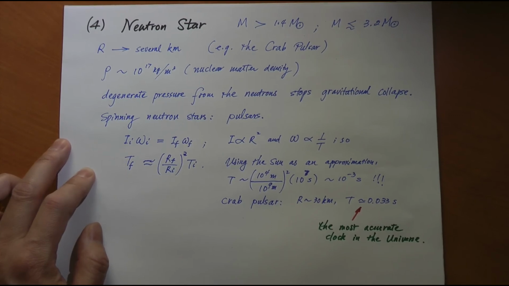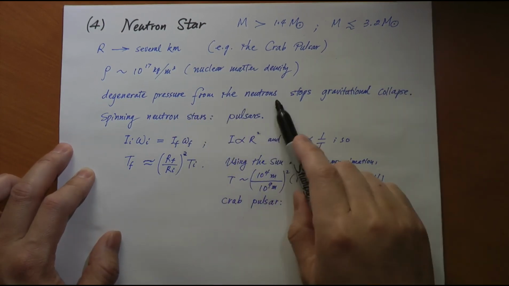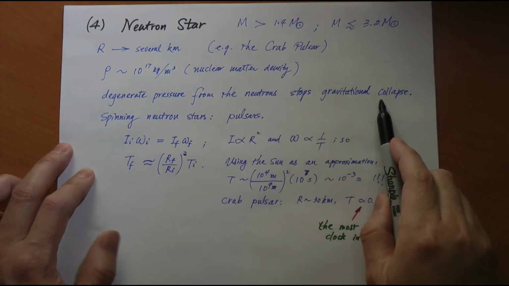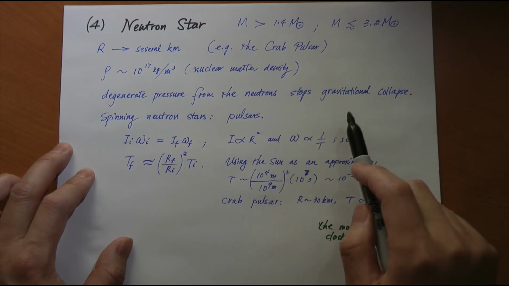Again, at this point, there is no radiation going on anymore through nuclear fusion. So it is the degenerate pressure from the neutrons that stops the gravitational collapse. But the neutron star can still spin because of conservation of angular momentum.